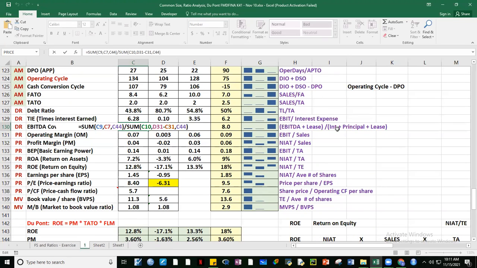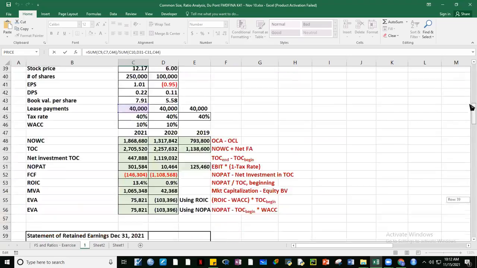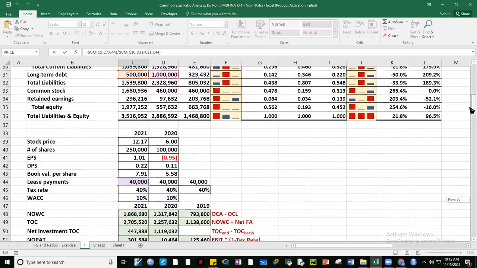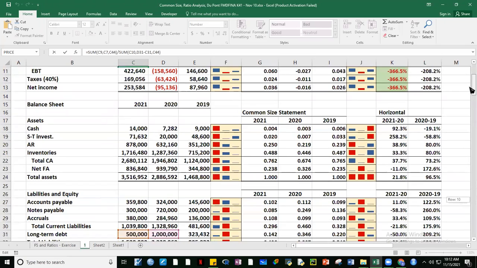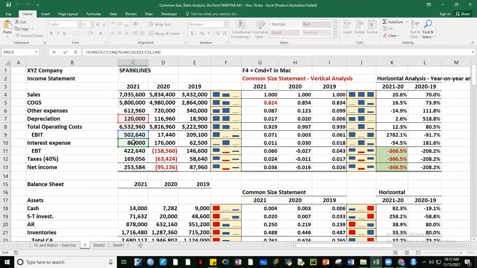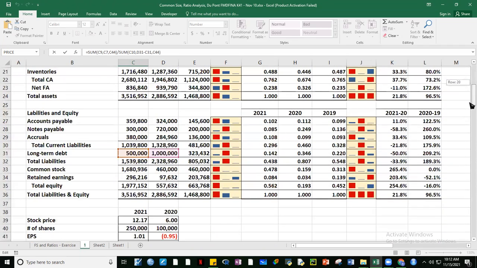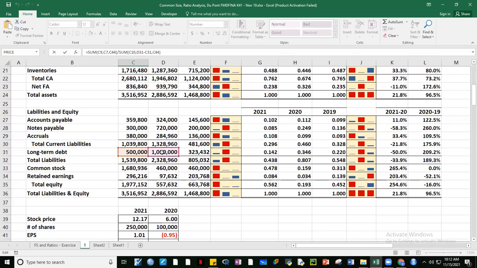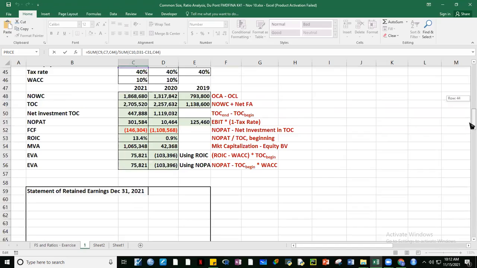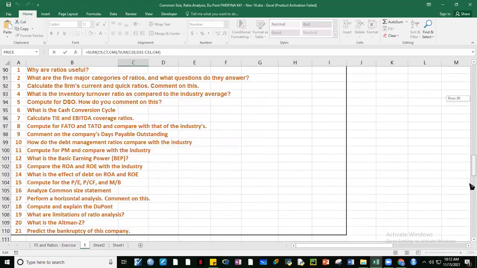Okay, so paano natin makukuha yung interest? Si interest guys, alam natin yan, nasa income statement natin, C10. This is interest. And then principal payments. Paano natin makukuha si principal payments? Ito guys, tingnan nyo. At the beginning of the year, meron tayong 1 million na long-term debt. Tapos naging 500 na lang. Ibig sabihin, nagbayad tayo ng principal. 1 million minus 500.